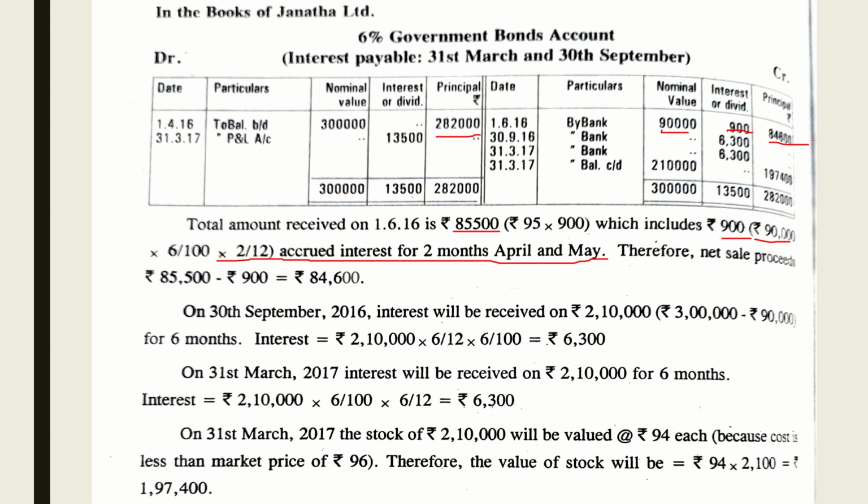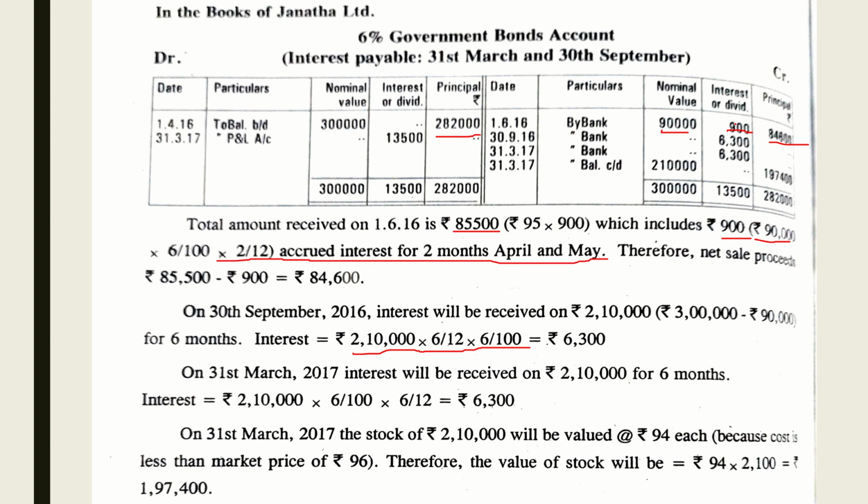Same calculation, just one difference. There it was purchase, here it is sales. Now we have interest on 30th September. We record the interest as 6,300. From 3 lakh, 90,000 is sold, so remaining is 2 lakh 10,000. So 2 lakh 10,000 into 6 by 12 into 6%, that is 6,300 each. So on 31st March 2017 also we have interest, that is 6,300.